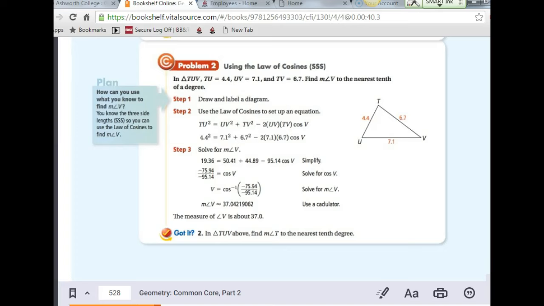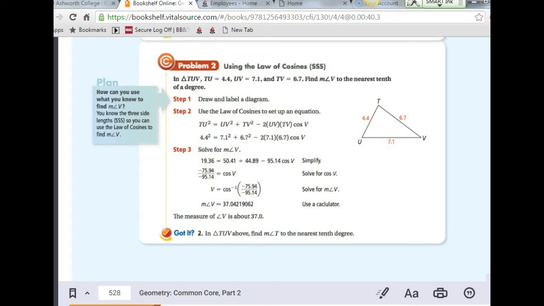Hello, we're looking at section 8.6, which is the law of cosines. This is found on page 528 of your textbook. Problem number two is kind of working backwards from the one I've done in problem number one.